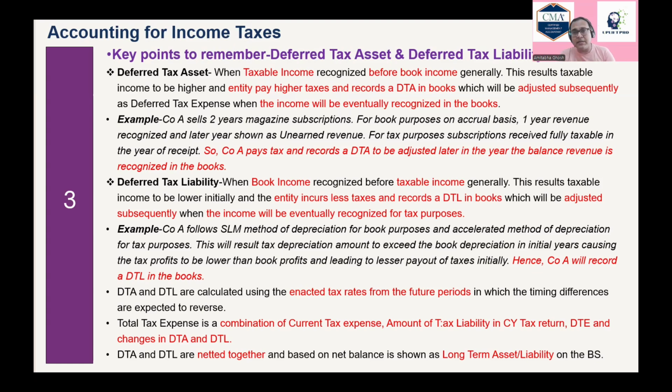Finally, how does the presentation happen? The DTA and DTL are netted together, and based on the net balance, it is shown as a long-term asset or liability on the balance sheet. What does it mean? If my DTA is higher than my DTL, then naturally it will become an asset on the balance sheet, shown as a long-term asset. If my DTL exceeds my DTA, the net is a liability, so it comes as a long-term liability on the balance sheet. So these are the basic concepts of DTA and DTL, which we should keep in mind as part of a revision.